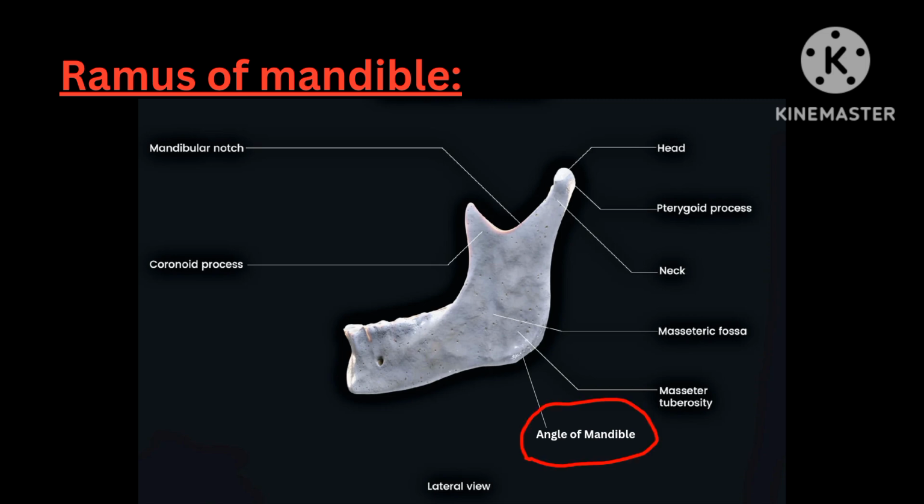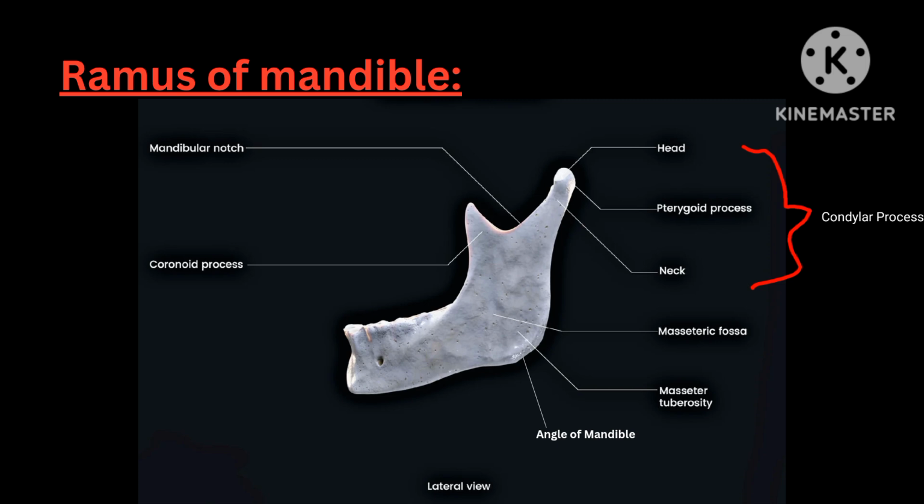The angle of the mandible, also known as the gonial angle, is the angle seen on each side of the mandible. It is the junction between the body and ramus of the mandible. The condylar process is an articular process of the ramus that articulates with the disc of the temporomandibular joint.